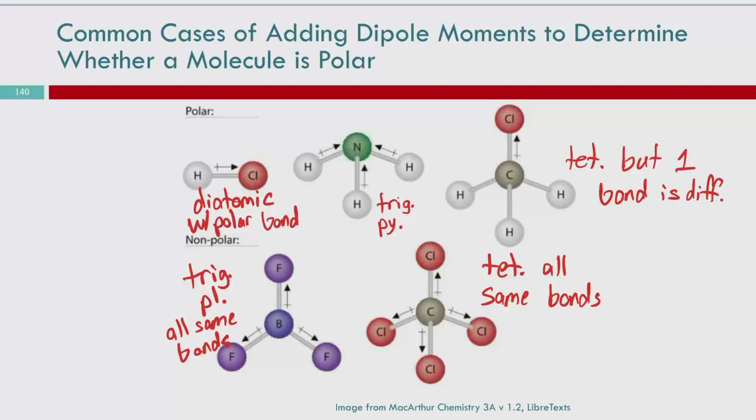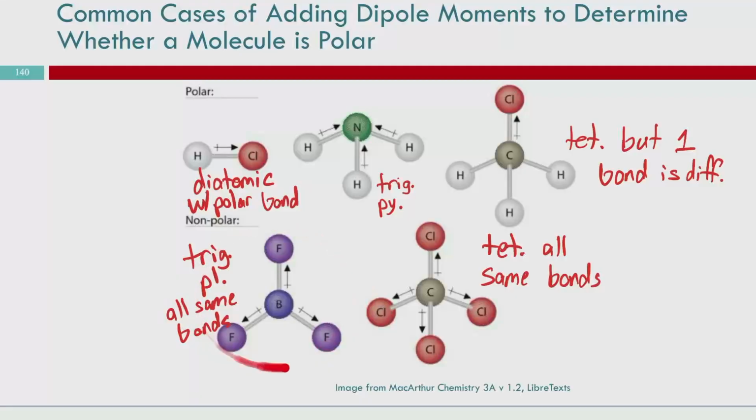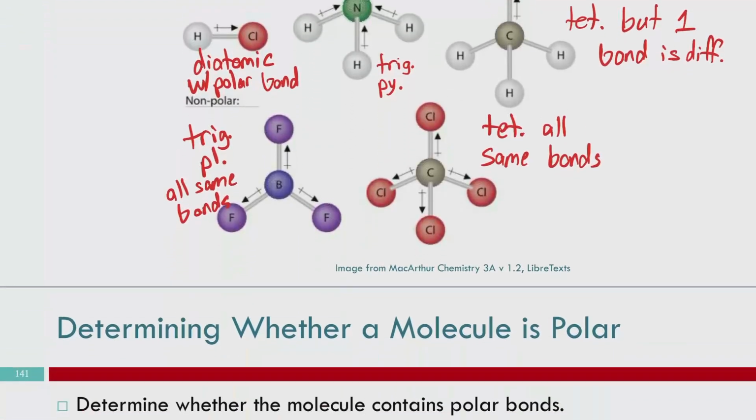And these two on the bottom, because they're all the same bonds and they're trigonal planar or tetrahedral, are nonpolar. The arrows perfectly cancel out. We know that because of the way these shapes are made, valence shell electron pair repulsion theory, our groups are spreading out as much as possible. So the fluorines are all spread out as much as possible. The arrows pointing in different directions are spaced out perfectly, and they're the same size, so they all cancel out. You can do the vectors if you want to prove it.